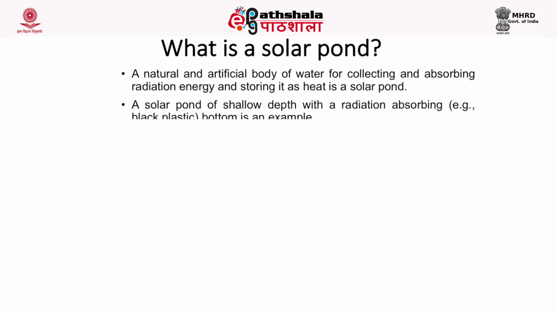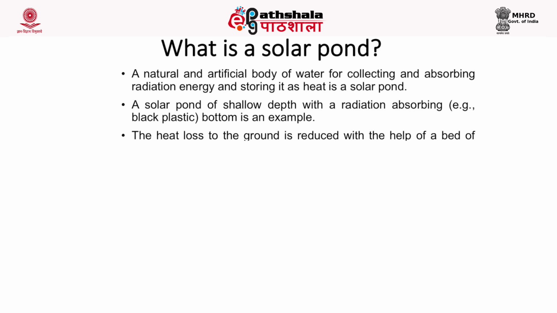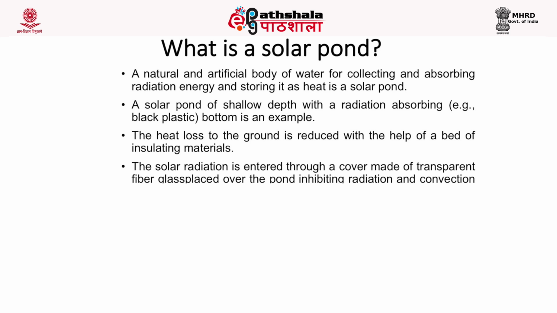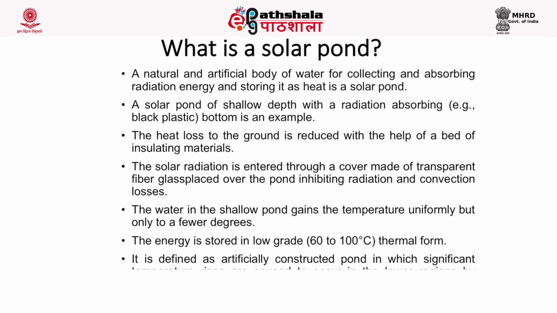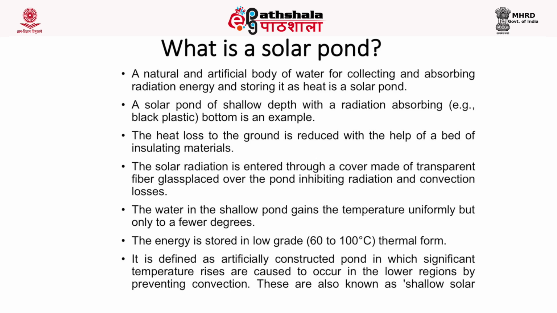It is a natural or artificial body of water for collecting and absorbing radiation energy and storing it as heat. It is known as the solar pond. A solar pond of shallow depth with a radiation absorbing bottom, that is a black plastic bottom, is one of the examples of this solar pond. The heat loss to the ground is reduced with the help of a bed of insulating materials.